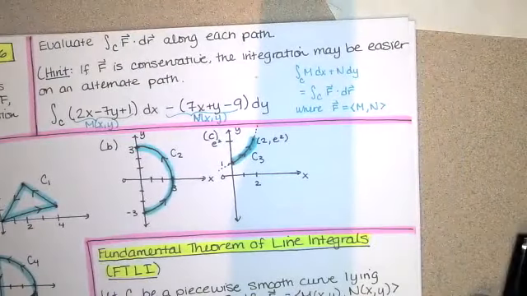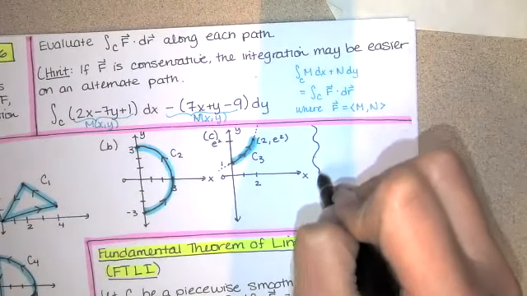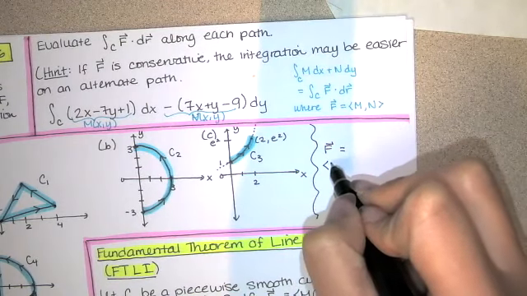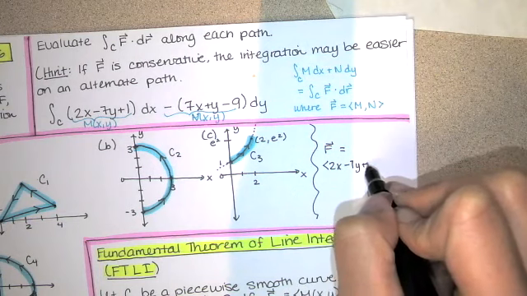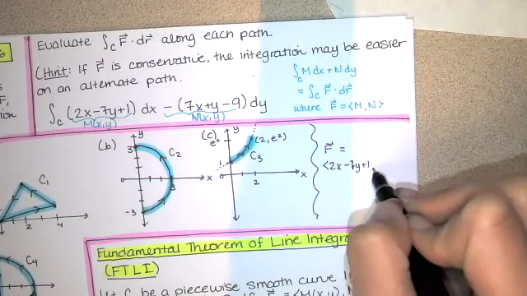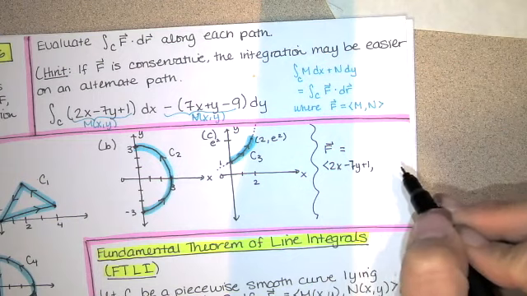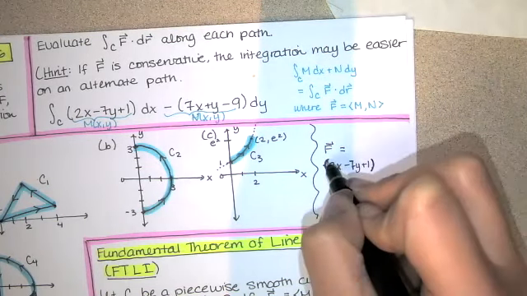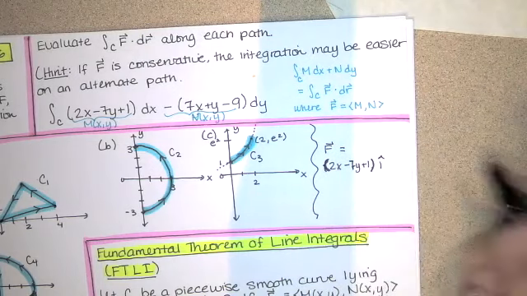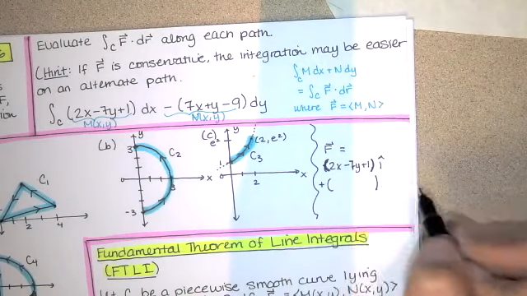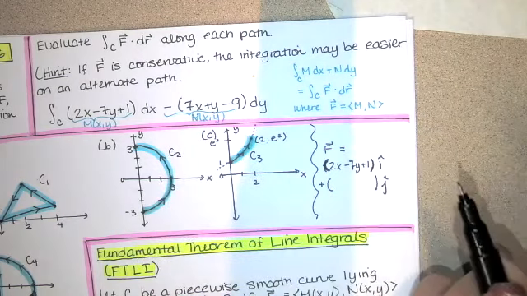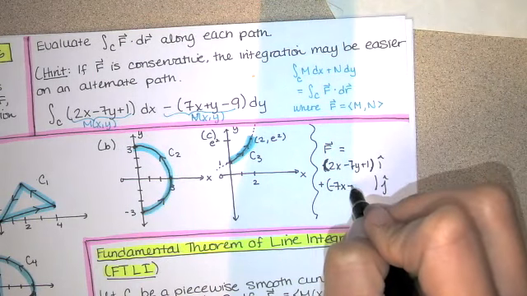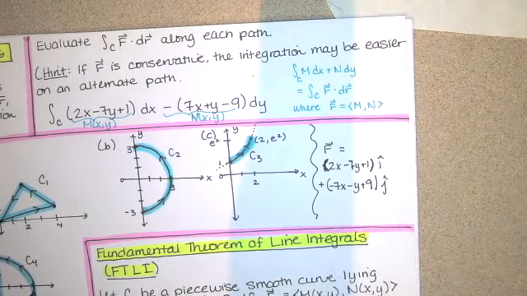So let me write that down for this particular problem. Our field is 2x minus 7y plus 1 times i hat, plus, actually I'll use not component form, but I'll write it in terms of our standard unit vectors, plus this function times j hat, and I'll distribute that negative as well. So I have negative 7x minus y plus 9 times j hat.